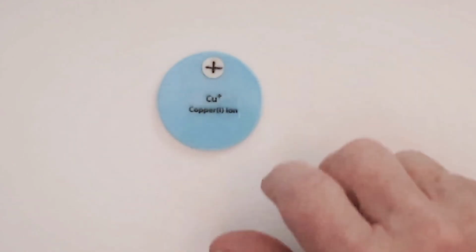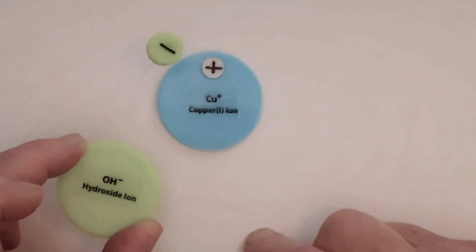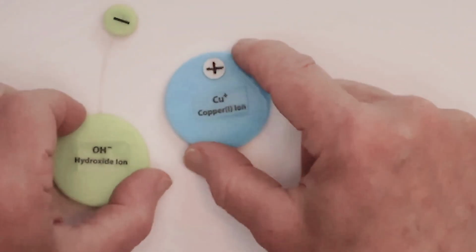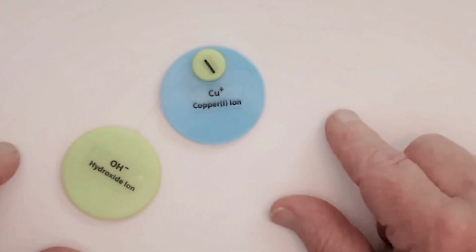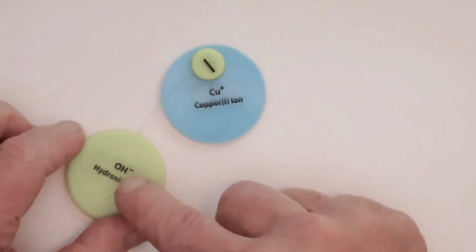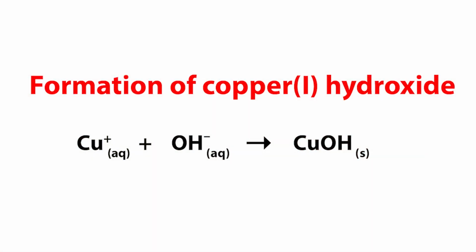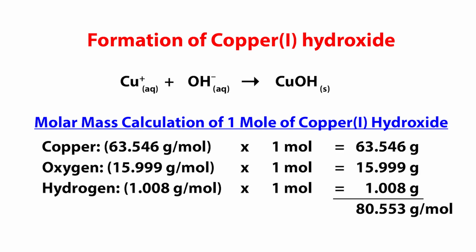Let's look at the Ionic Bond Disc Model to make it easy. So we have a copper here, and we have a hydroxide, and these just go together like that. So you get CuOH. Now, if you look at this now, to figure out the molar masses, it's really straightforward.